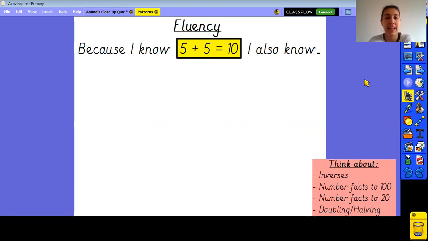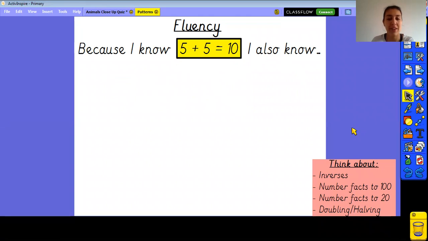Let's start with some fluency then. What we've been looking at this week is using our number facts to 10 to help us with our related number facts. Using those number facts to 10 to help us calculate our inverses, our number facts to 100, and our number facts to 20. So building on all that stuff that we've done across the week, I would like you to have a go at pausing the video and using this number fact here, 5 plus 5 equals 10, to write down as many other number facts that you know because you know this. And I've got down here a little hint box to help you out.